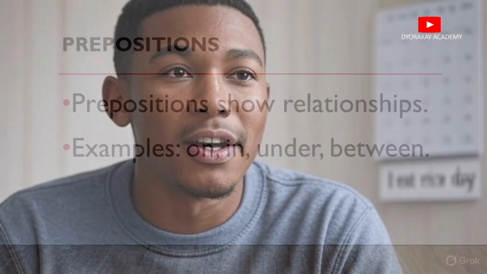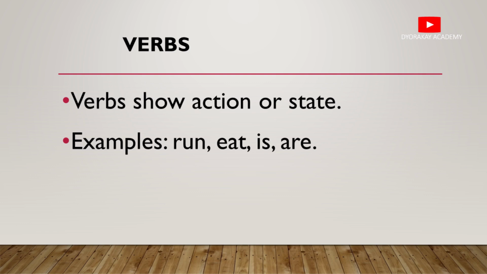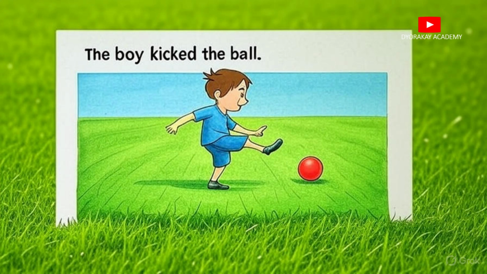Now, what about verbs? Verbs are one of the most powerful parts of speech because they show actions or state of being. Examples of action verbs are run, write, and sing, while verbs like is, are, and was show a state of being. So, without a verb, we cannot form a complete sentence. For example, the boy plays football. Here, plays is the verb.